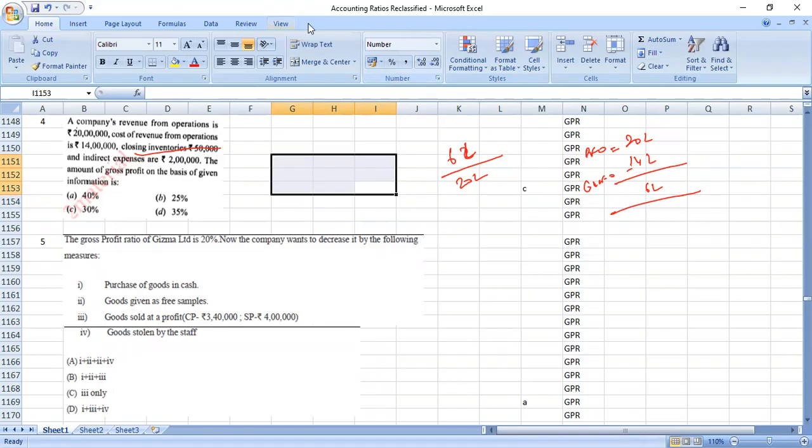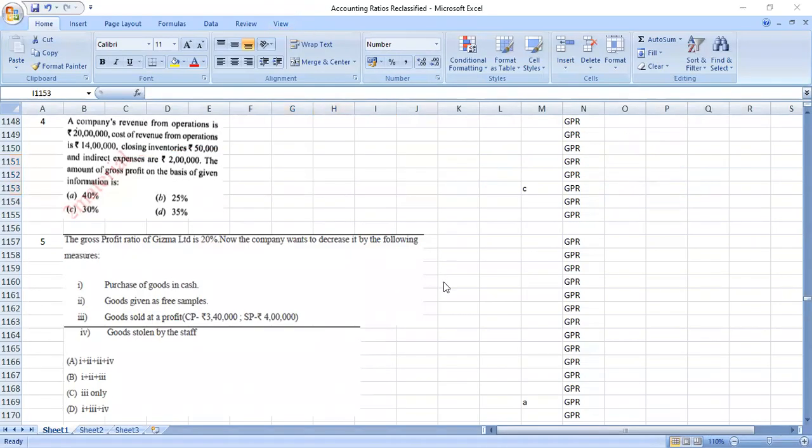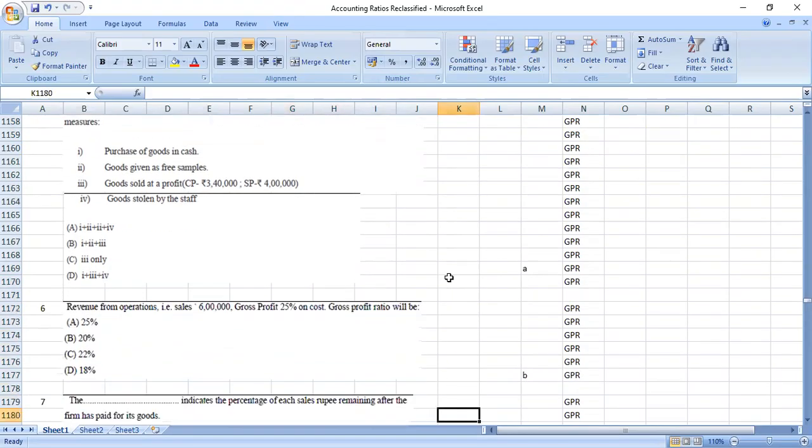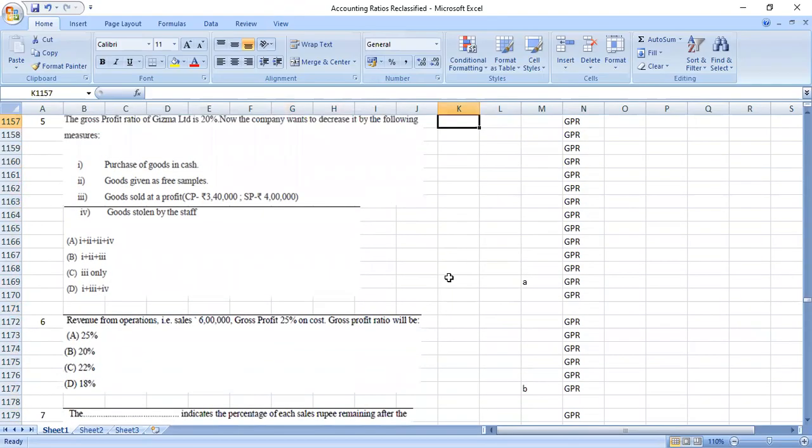Understood? Moving forward. Fifth question. The gross profit ratio of Gizma Limited is 20%. The company wants to decrease it. How can the gross profit ratio be decreased? Purchase of goods in cash. That does not make any difference.